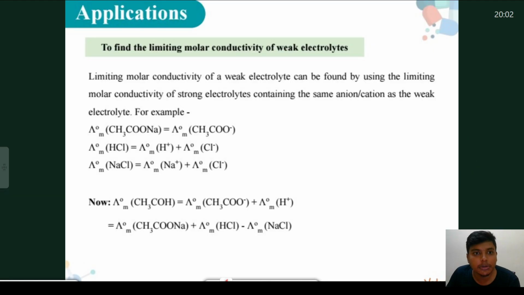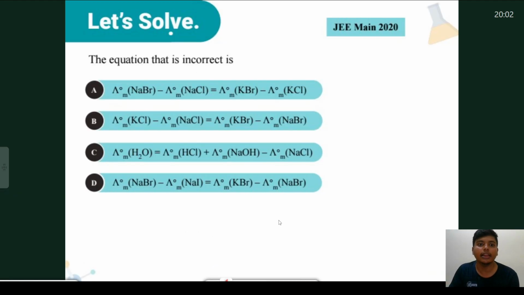Okay, so let's do some questions. You will understand. Tell which equation is incorrect.